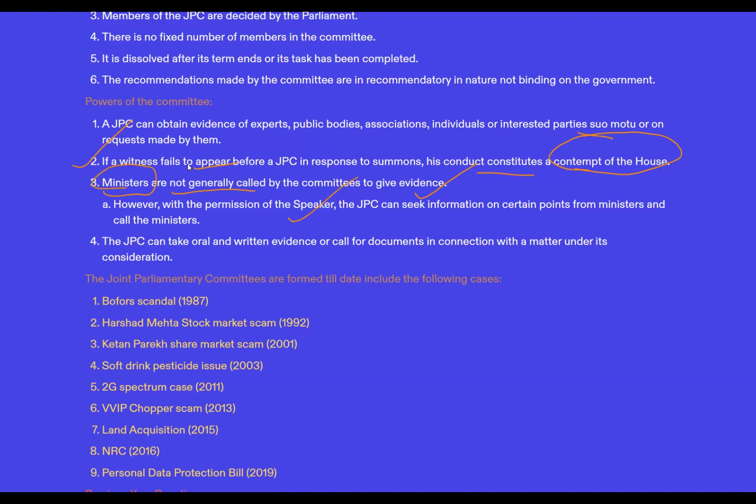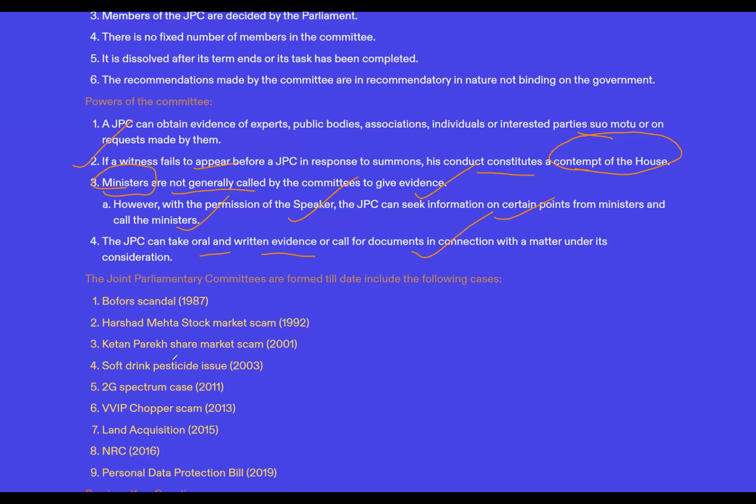With the permission of the Speaker, JPC can seek information on certain points from ministers and call the ministers also. Okay, so keep this in mind. The JPC can take oral and written evidence or call for documents in connection with a matter under its consideration. So, in cases of evidence collection, the Joint Parliamentary Committee can also call for oral evidences. It can also call for written evidences and documents. Okay, this should be kept in mind.